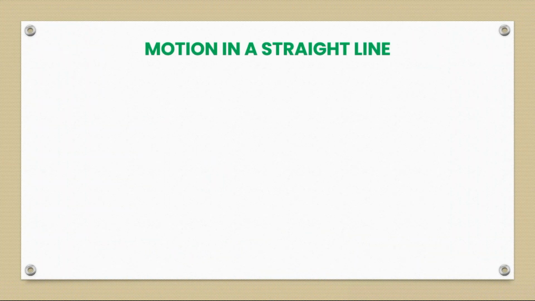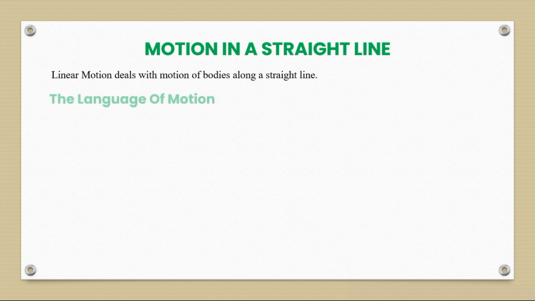Alright, let's get started. So motion in a straight line. Linear motion deals with motion of bodies along a straight line. So what you do is just picture cars moving on a straight road, or probably anything that is possibly mobile, a bicycle, a motorcycle moving in a straight line, and that could include one motorcycle or more. So that's basically what we're dealing with here. Let's learn about the language, or some of the key terms that are used in motion in a straight line, so that we have a better understanding.